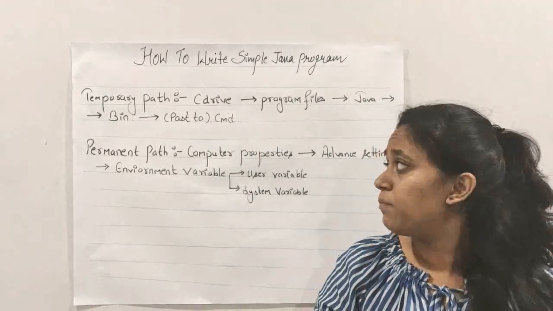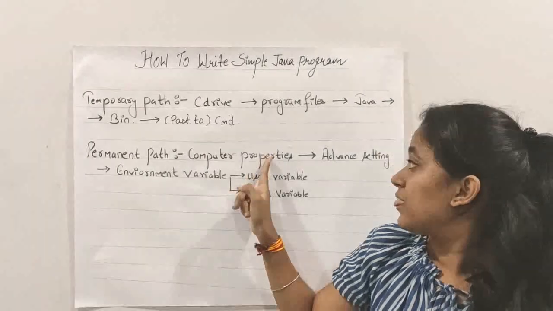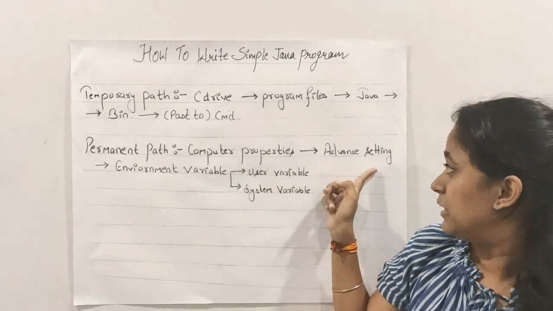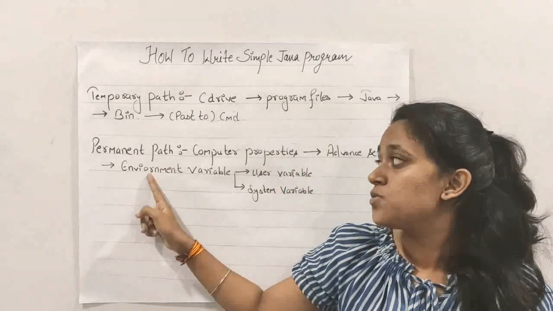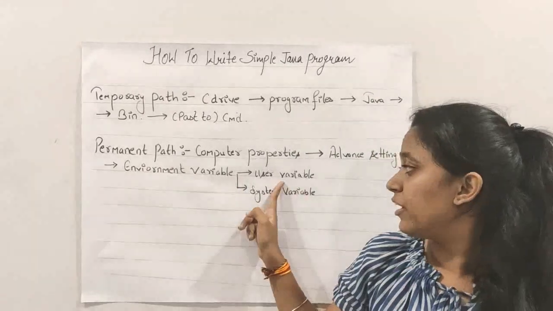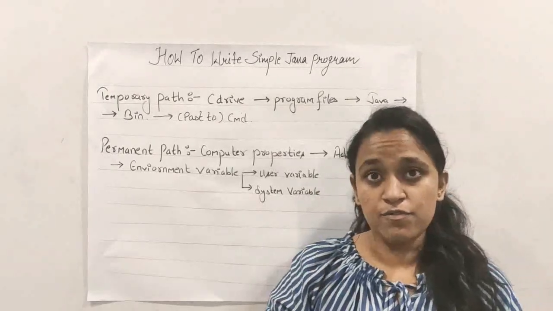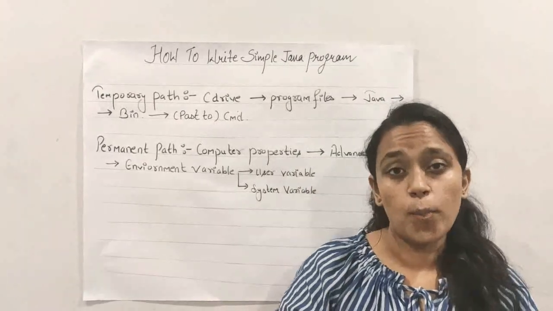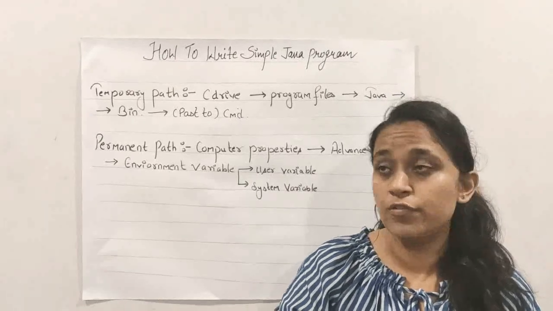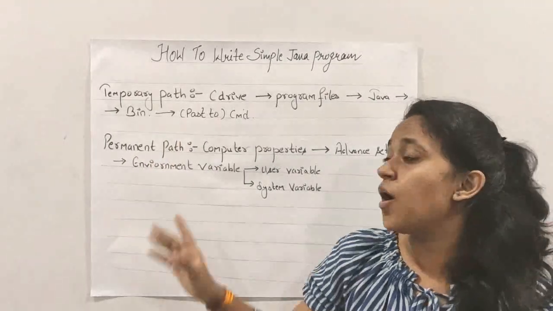To set a permanent path, we have to go into the properties of the computer and then click on advanced settings. Then there we will get an option, environment variables, in which we will find two sections, user variables and system variables. Here, in any one of them, we can change the path by copying the address which we have copied from the bin folder and pasting it. By this, we can set a permanent path.